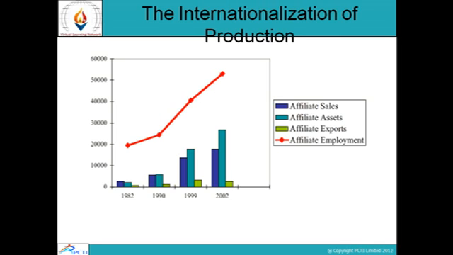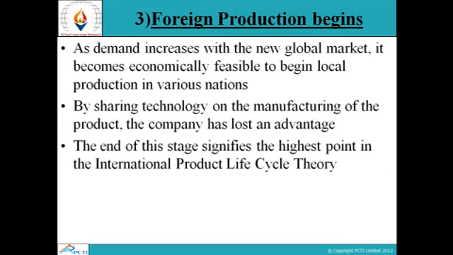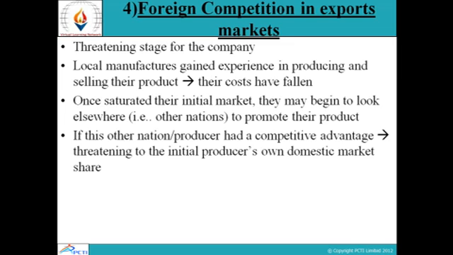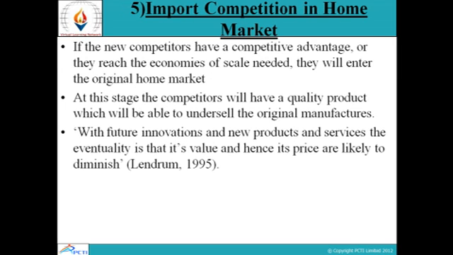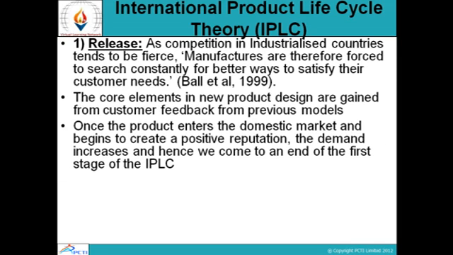So the internationalization of production looks something like this. The graph shows affiliate sales, affiliate assets, affiliate exports and affiliate employment. International product life cycle theory involves release, exports, foreign production begins, foreign competition in export market, and import competition in home market. So let us first look at the release.